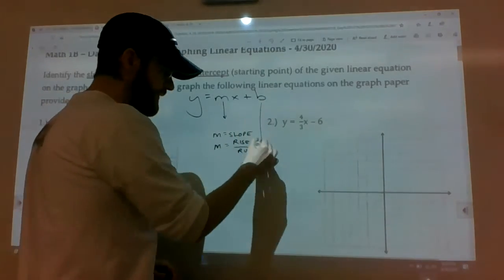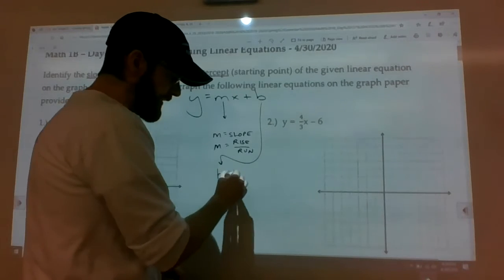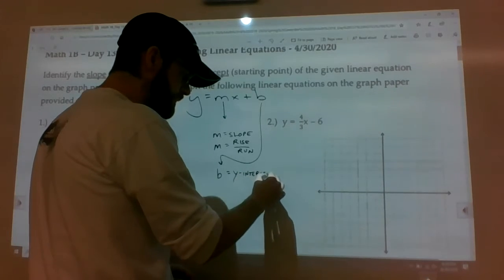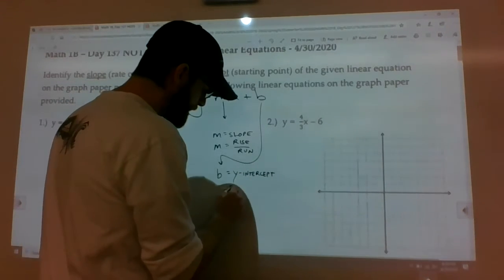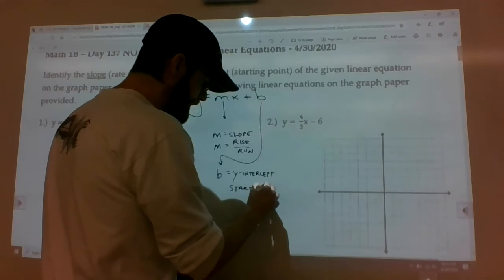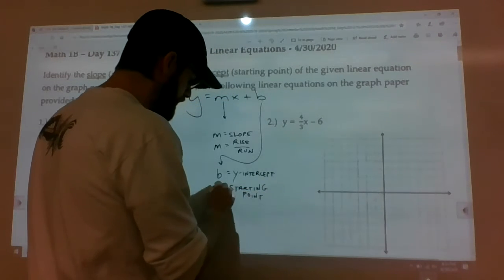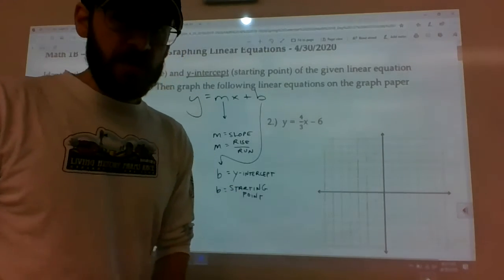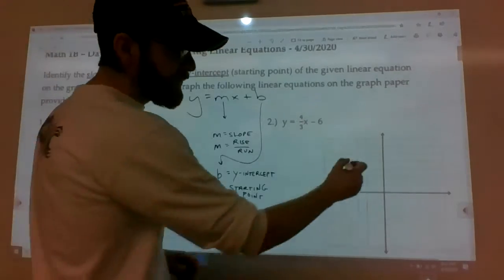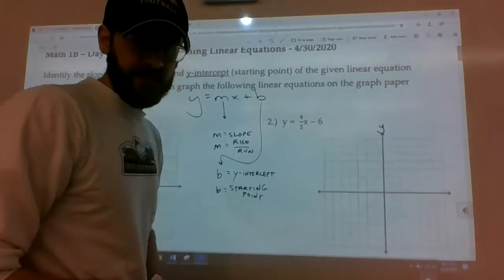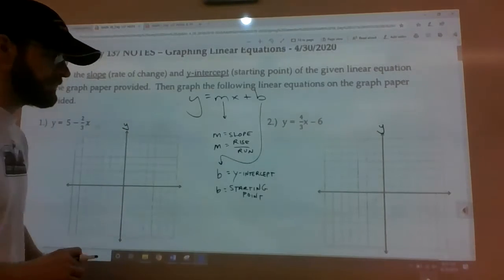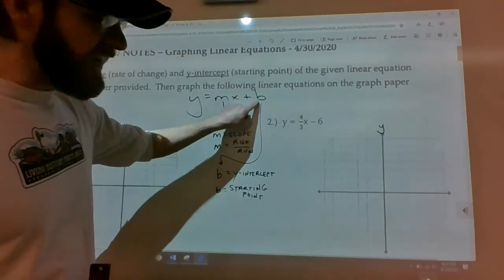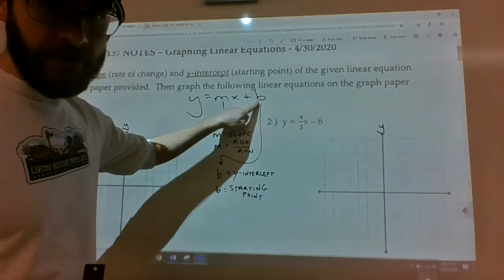The b is just another name for the y-intercept. I call it the starting point, because it's usually the first point we plot when we're graphing any of these. So when you think of y-intercept, it's the place where it crosses this vertical axis. So the starting point, the first point you plot on the y-axis, is the constant not multiplied by x.